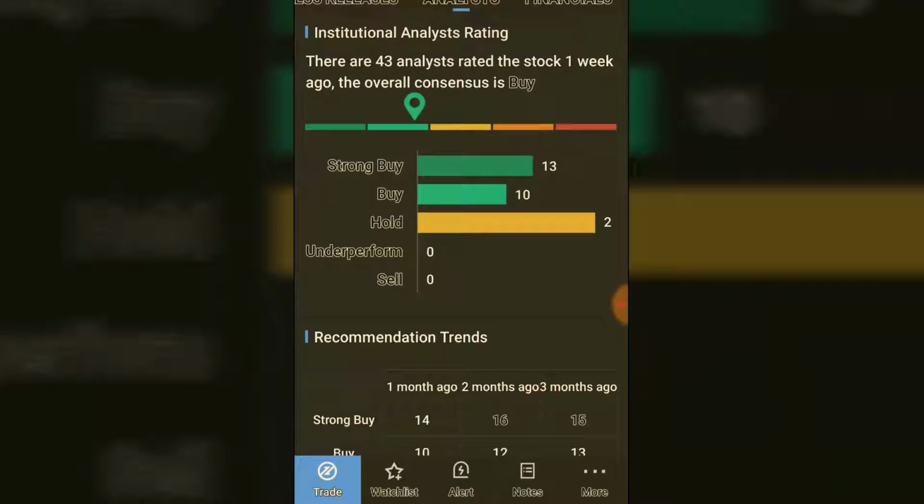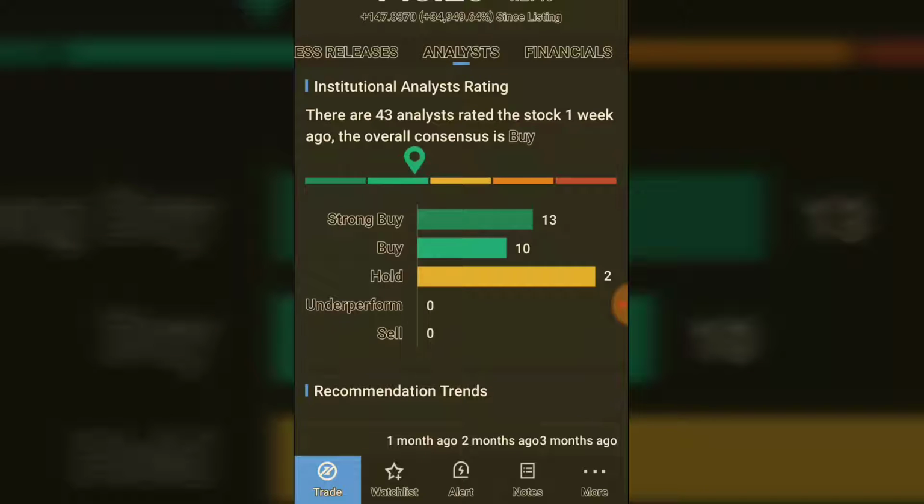Even I'm thinking of getting it. I might get some Apple stocks.